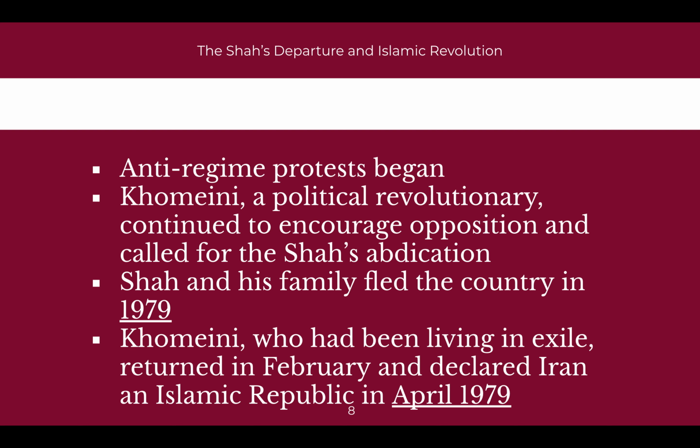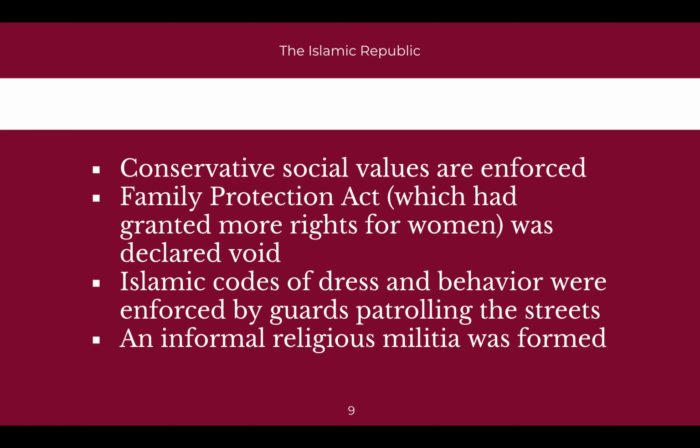So anti-regime protests ultimately begin, and Khomeini is a name that you'll see often if you look into the Islamic Revolution history. Khomeini was a political revolutionary, a really big name in terms of his encouragement of opposition, and he ultimately calls for the Shah's abdication of the throne, so, giving up the throne. The Shah and his family flee the country in 1979, and at that point, Khomeini, who had been living in exile, returned to Iran in February, and by April of 1979, he declared Iran an Islamic Republic.